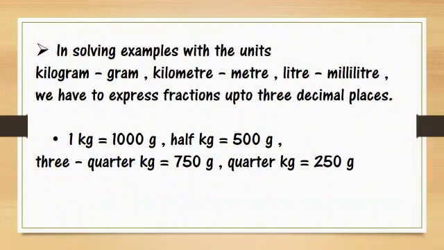Now, in solving examples with the units kilogram and gram, kilometer, meter, liter and milliliter, we have to express fractions up to 3 decimal places. 1 kg is equal to 1000 gram. Half kg is equal to 500 gram. 3/4 kg is equal to 750 gram. Quarter kg is equal to 250 gram. Let us see the example.